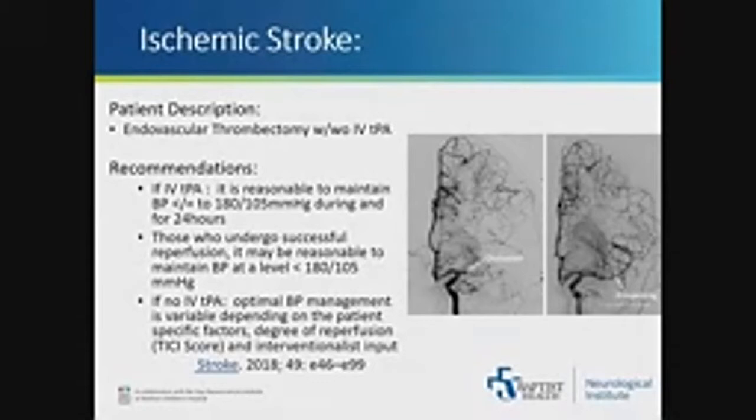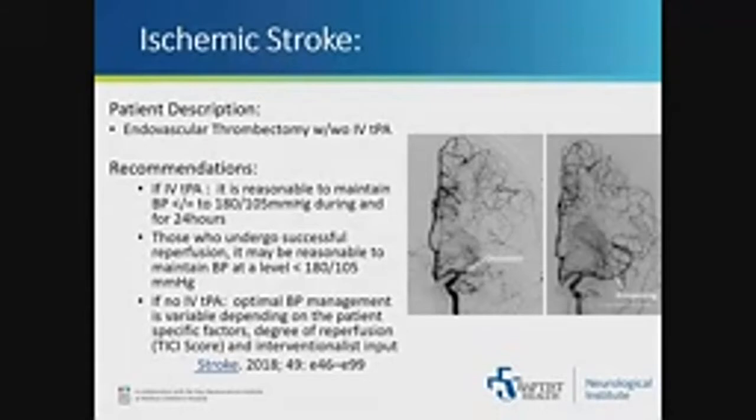If no IV-TPA has been administered, the optimal blood pressure management is variable, and it depends on patient factors, the degree of reperfusion, the TICI score. The higher the TICI score, the higher the reperfusion. So if it's a TICI score 3, they have complete reperfusion of that area of the brain. And also the interventionalist input. They are the ones doing the angio. They can see how much stenosis or atherosclerosis the patient actually has to see if they require a little bit higher blood pressure.